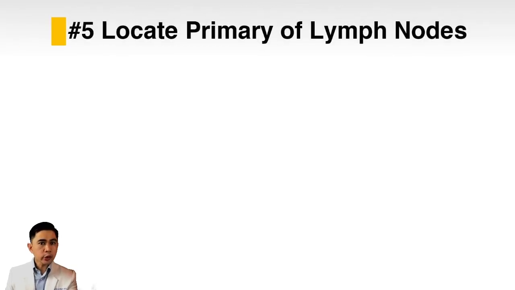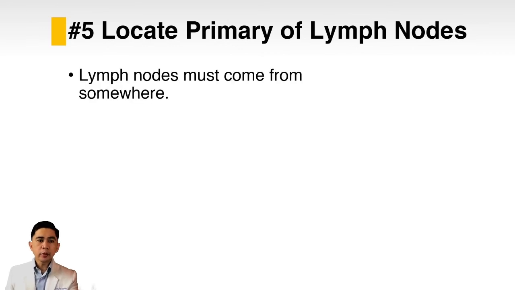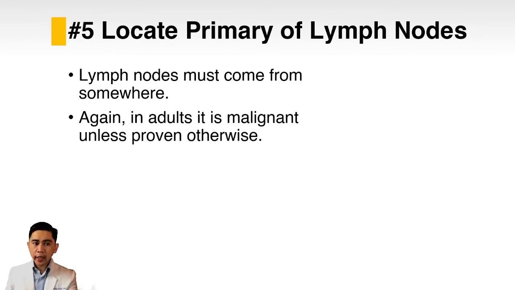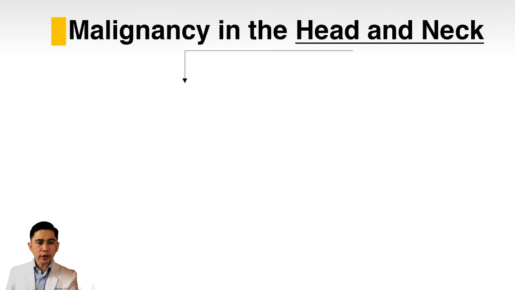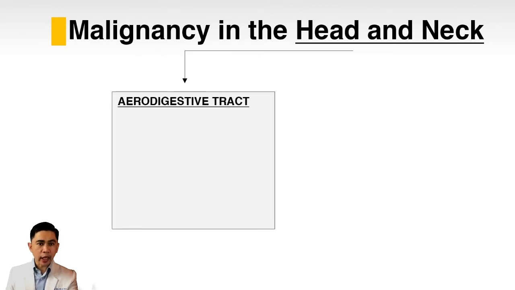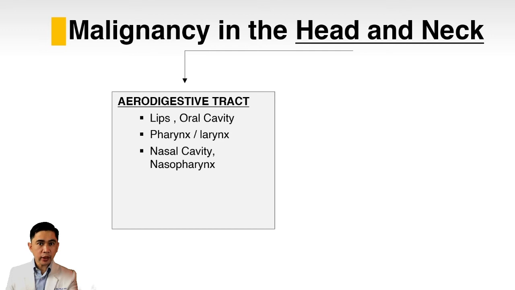Number 5, concerns about lymph nodes. You should try to locate the primary of these lymph nodes. Lymph nodes must have come from somewhere. Again, in adults, it is malignant until proven otherwise. So again, we should review here the types of malignancy found in the head and neck. So the first are aerodigestive tract malignancies. So the aerodigestive tract includes the lips, the oral cavity, the pharynx, the larynx, the nasal cavity, and the nasopharynx.